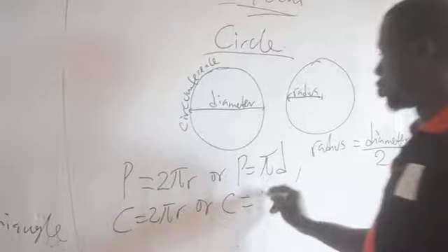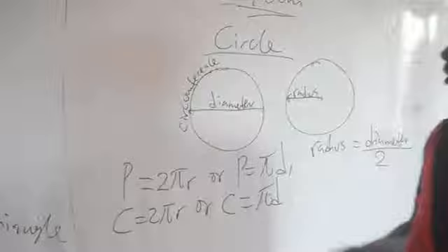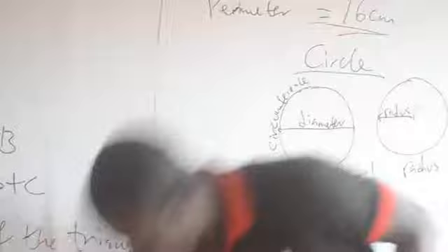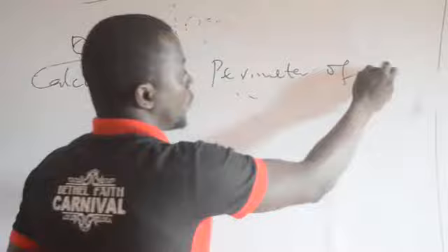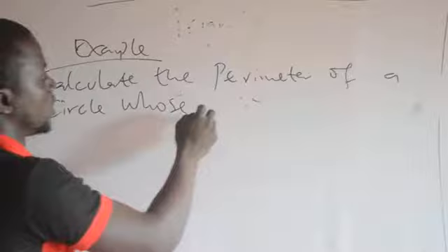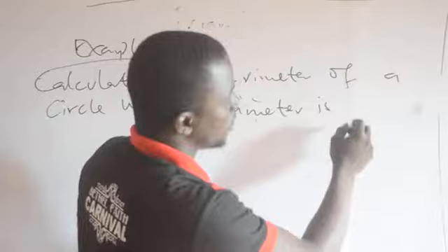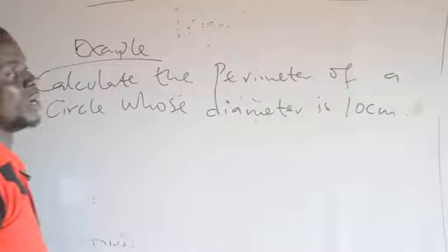Circumference and perimeter, they are the same thing. Alright, our unit is always in centimeter, millimeter, or meter. So let's take one example of circle. Example 3. Calculate the perimeter of a circle whose diameter is 10 cm.